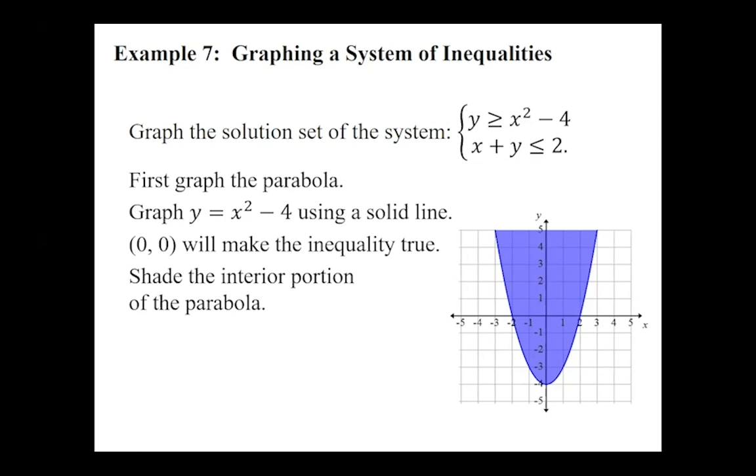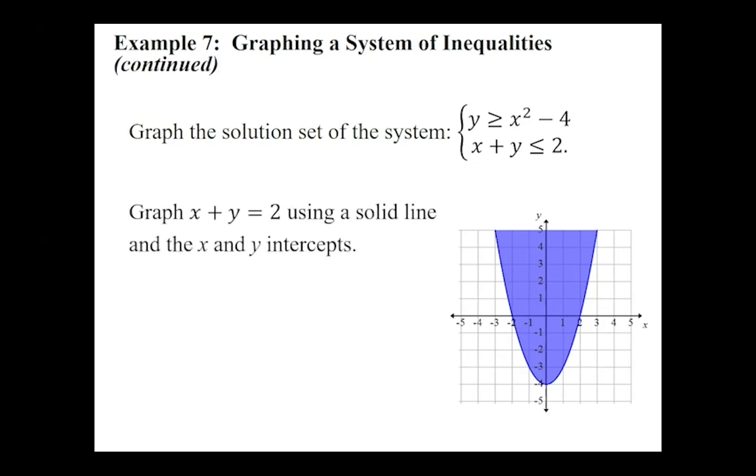X plus y less than or equal to 2, x plus y equals 2 is a line. X-intercept and y-intercept are both 2. Solid line because of the or equal to. Plugging in (0, 0), that gives us 0 less than or equal to 2. That's true. Shade the side with the origin.